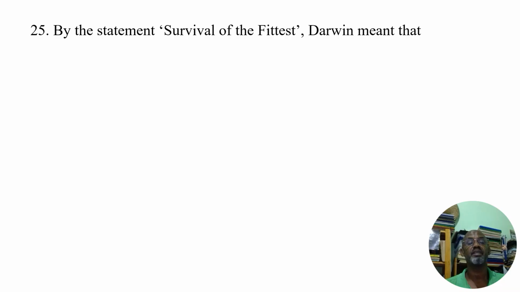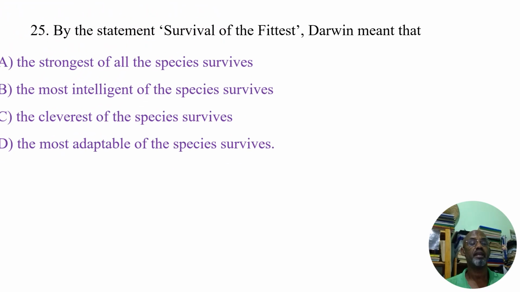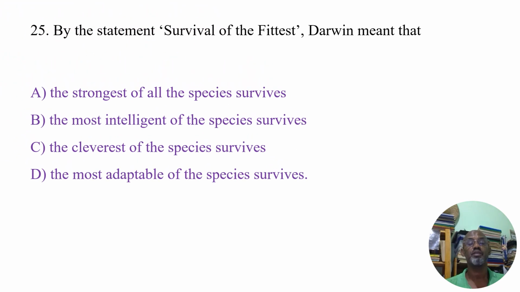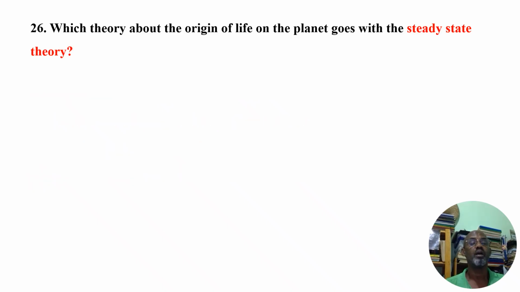Question number 25. By the statement, survival of the fittest, Darwin meant that A, the strongest of all the species survives, B, the most intelligent of the species survives, C, the cleverest of the species survives, D, the most adapted of the species. Therefore, the formal language is most well adapted individuals. D is the answer.